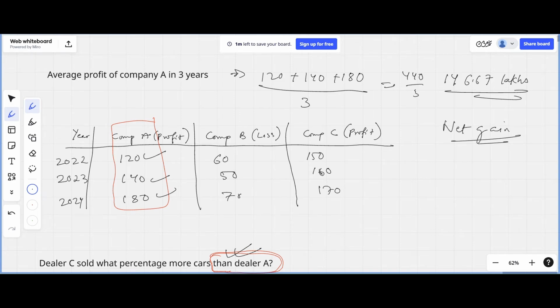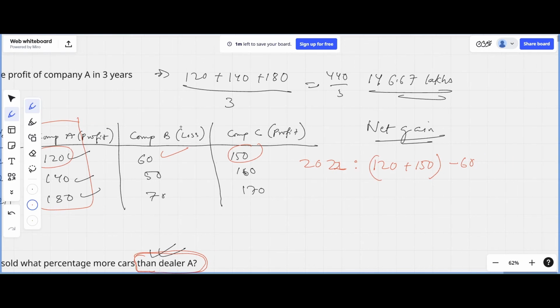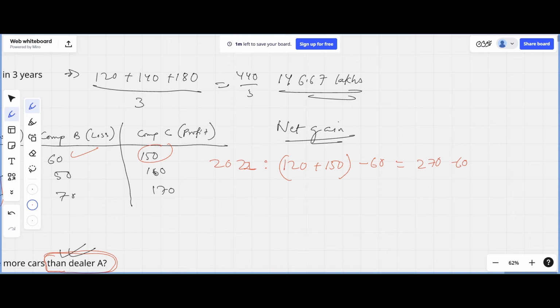We're searching for net gain. In order to find net gain, you add profit and profit, and you subtract the loss. Let's see 2022. You add the profit, 120 plus 150, and you subtract the loss. How much do you get? 270 minus 60 means 210. Net gain in 2022 is 210 lakhs.